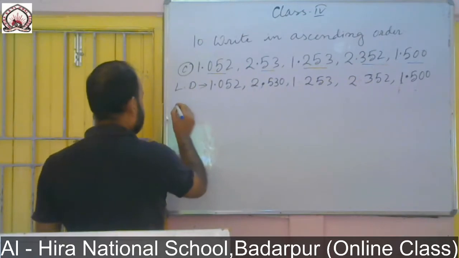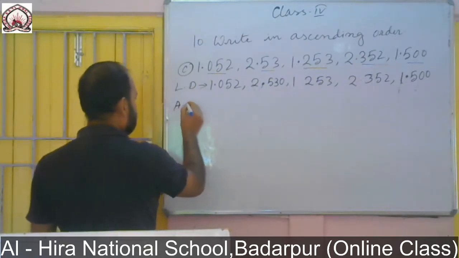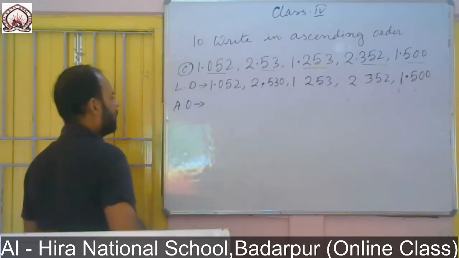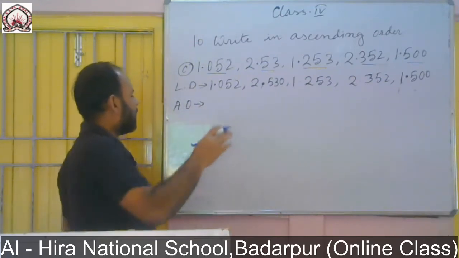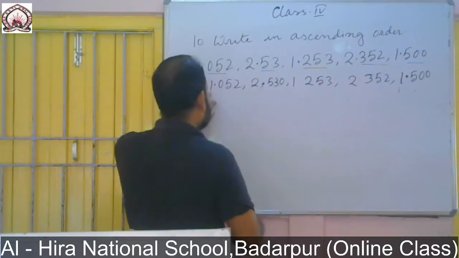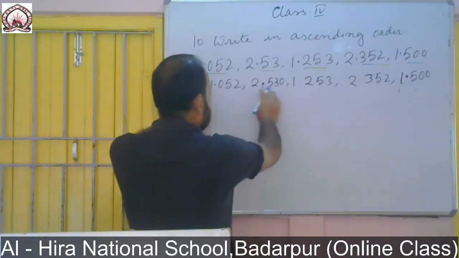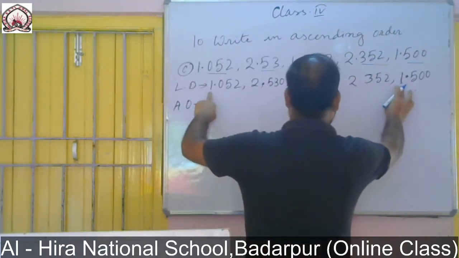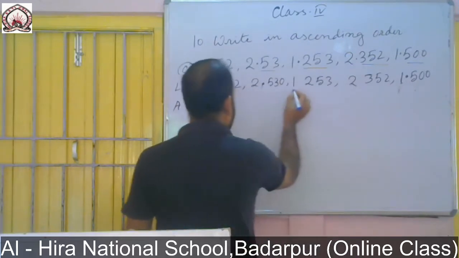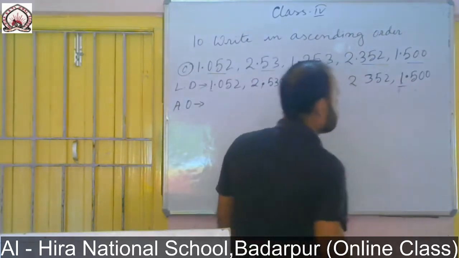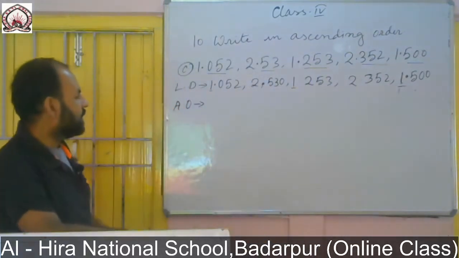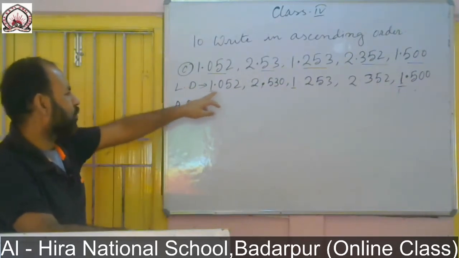In short, we can write ascending order. So in ascending order, which one is first? Here the integral part is 1, here 2, 1, 2, 1. So first, these three with integral part 1, we compare these three decimal fractions.